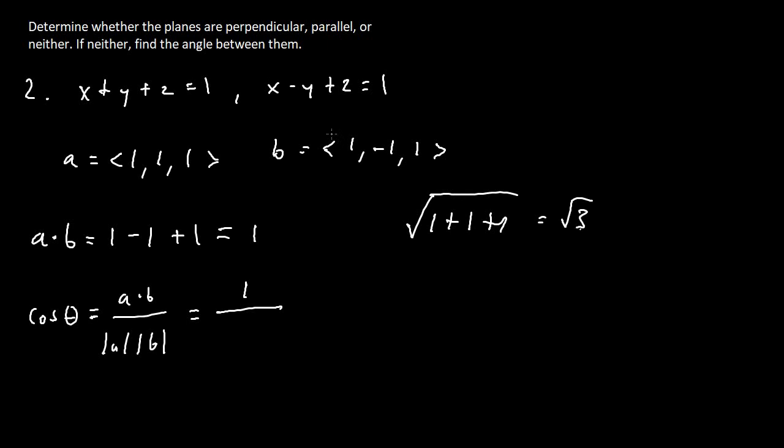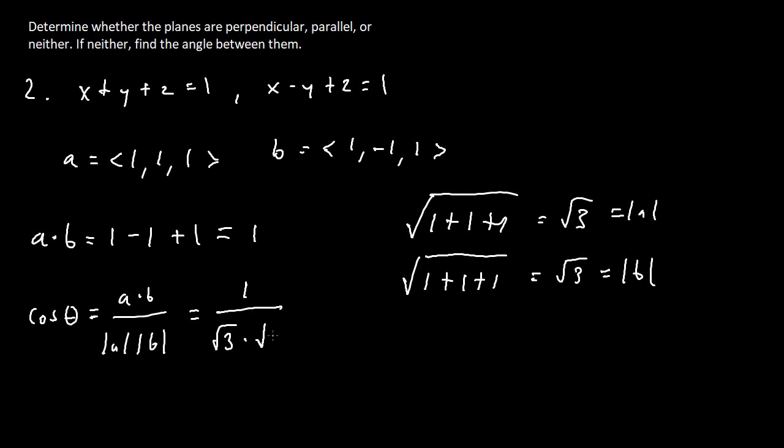Now realize that in order to find the magnitude of b, it's going to be the exact same answer as well. The square root of 1 squared, which is 1, plus negative 1 squared, which is 1, and then plus 1 squared, 1. So we'll also get the square root of 3. So that's going to be equal to the magnitude of a. The square root of 3 is also going to be equal to the magnitude of b. So we get 1 over the magnitude of a, which is the square root of 3, times the magnitude of b, which is also the square root of 3. So then we'll get 1 over the square root of 3 times the square root of 3, which is 3.